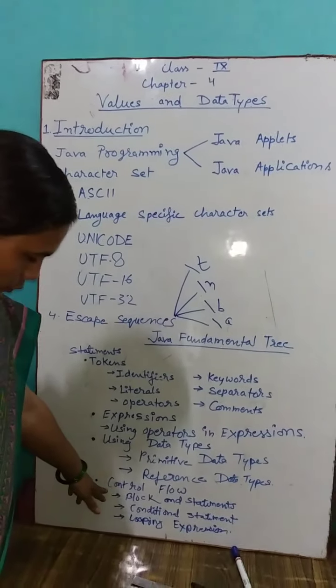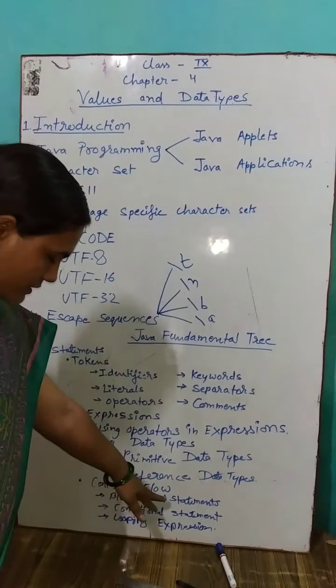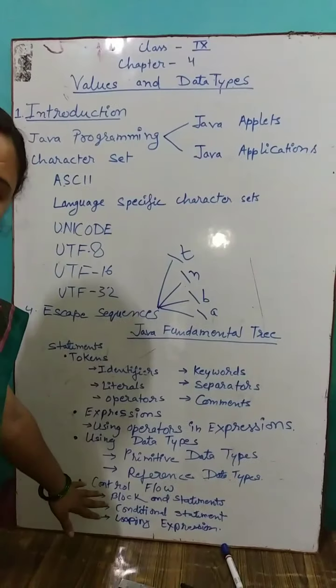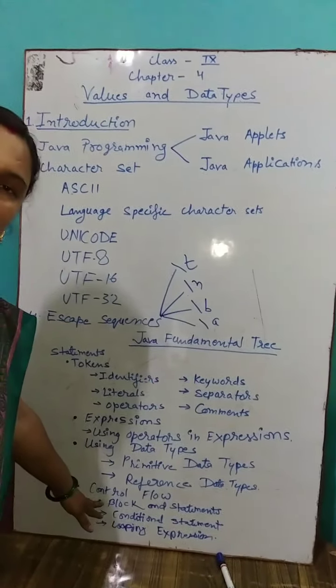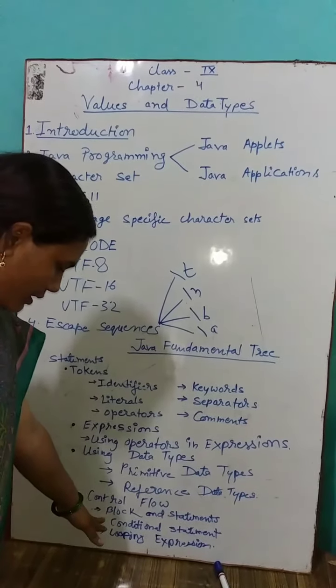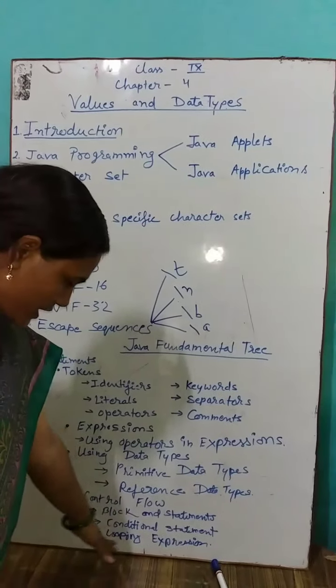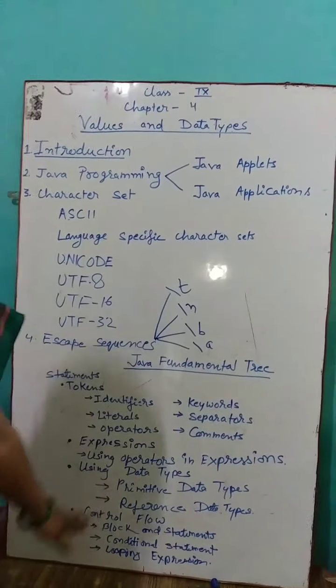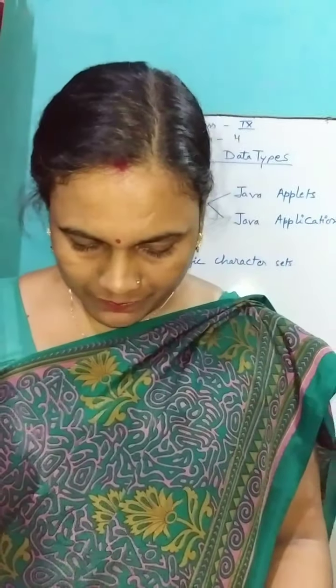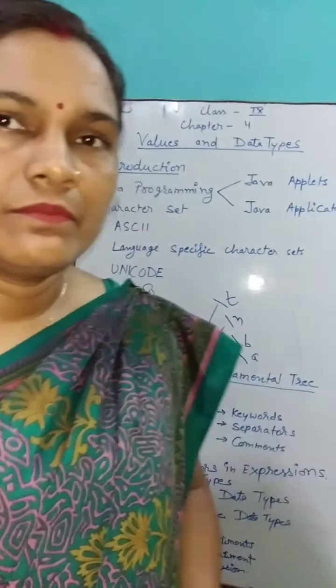Control flow. Control flow means logic and statements. These topics, including control flow, we will discuss in the next chapters. Next is conditional statement, looping statement. Okay. In the next chapters we will discuss all these topics. Okay. Identifier.